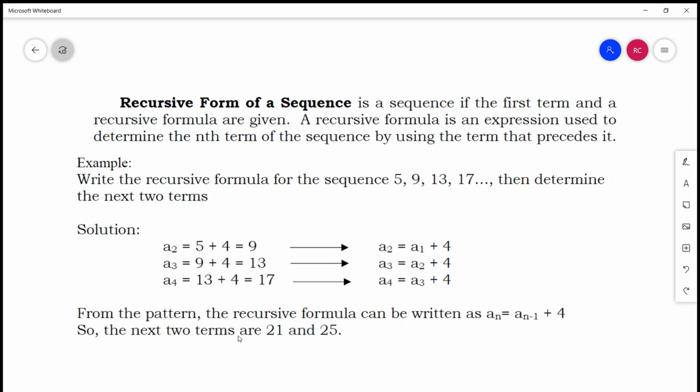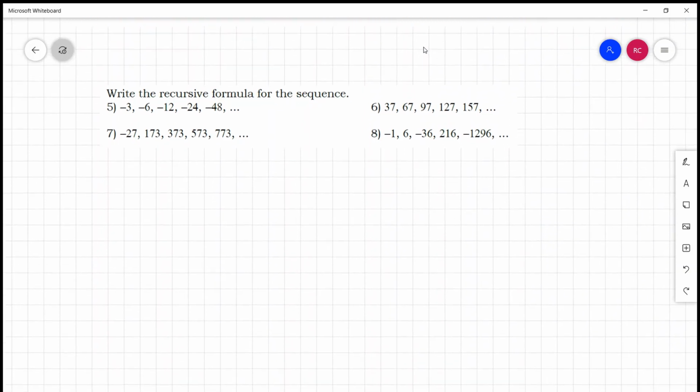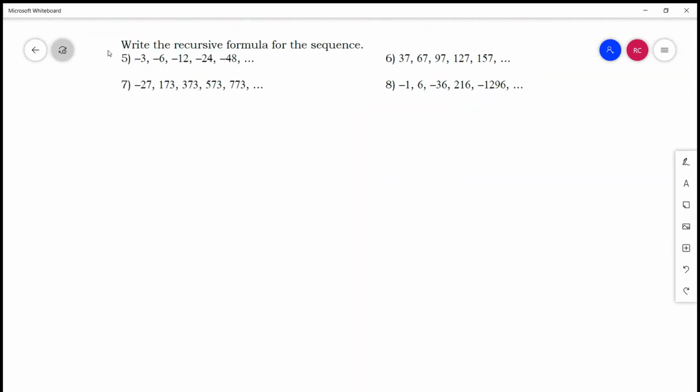So the next two terms are 21 and 25. So meaning, 17 plus 4 is 21. 21 plus 4 is 25. Okay? So, let's have some drill. Okay, so let's start answering question number 5.